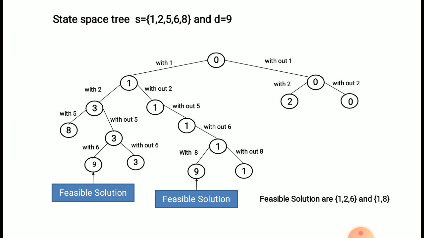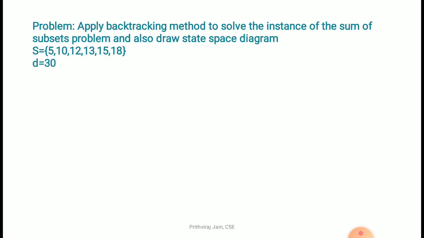So that's all about the sum of subset problem, and here is an exercise problem for you. You have to apply the backtracking method and draw the state space diagram for the same. The set is given as 5, 10, 12, 13, 15 and 18, and the d value is equal to 30.